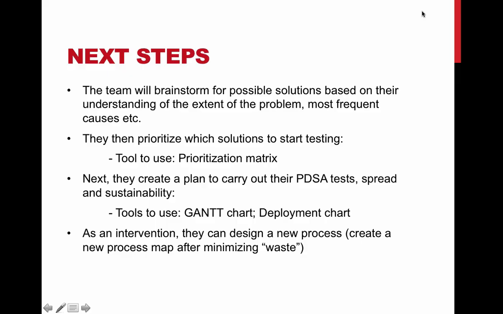So what they will do is they will come up with some possible solutions based on their understanding of the extent of the problem and the most frequent causes. So now they could probably try to find some solutions for speeding up transfers to rehab, speeding up medication orders, trying to speed up families reaching the patients on time, etc. At this point, Leslie, going back to your question, they could use a prioritization matrix. They can use a prioritization matrix.